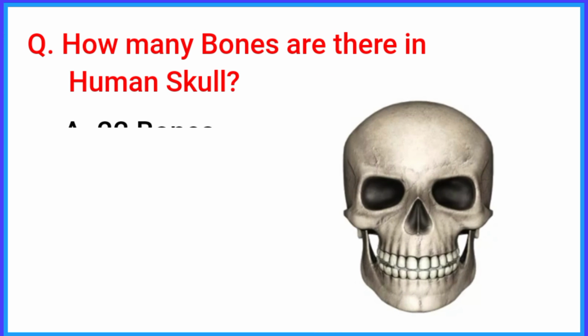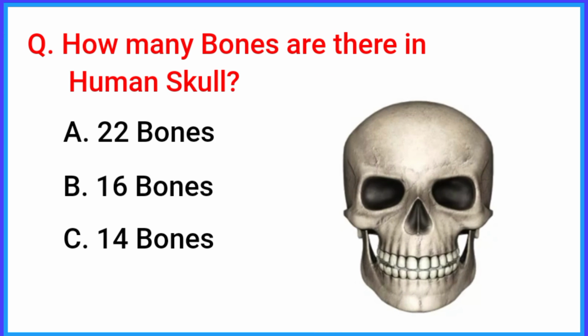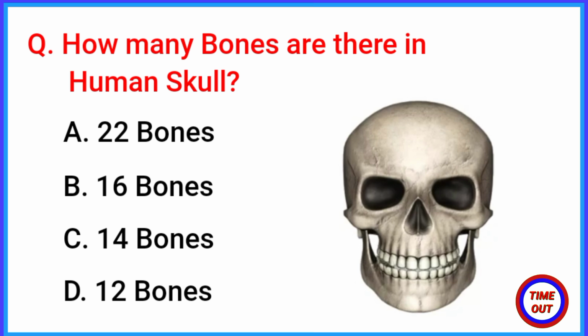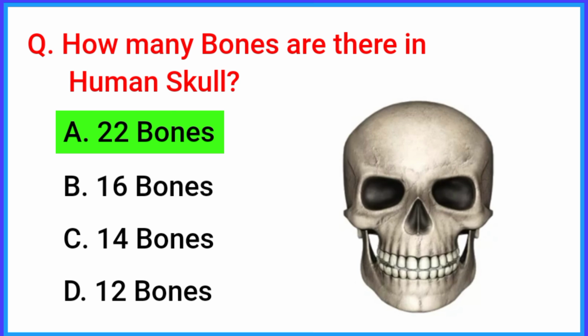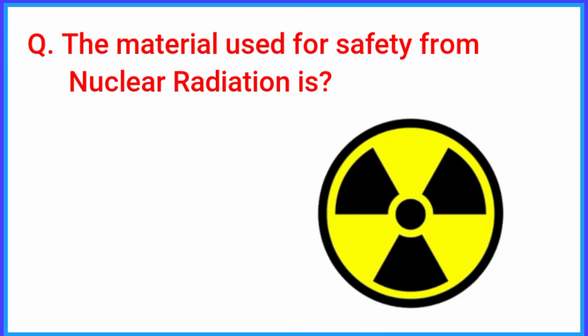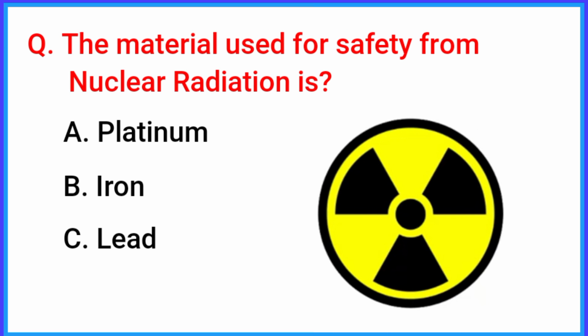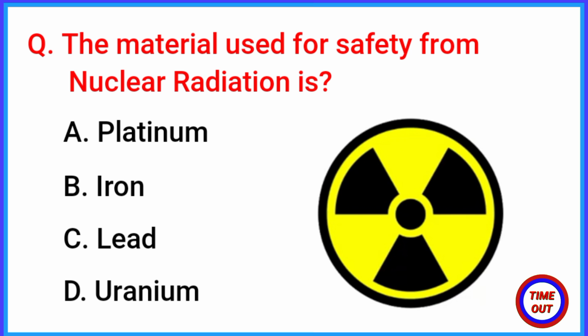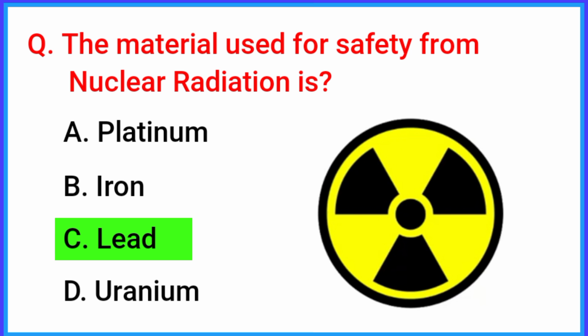How many bones are there in human skull? The correct answer is option A, 22 bones. The material used for safety from nuclear radiation is. The correct answer is option C, lead.